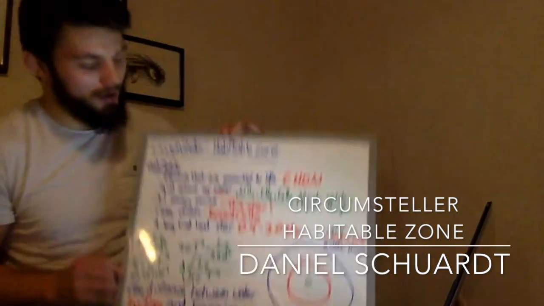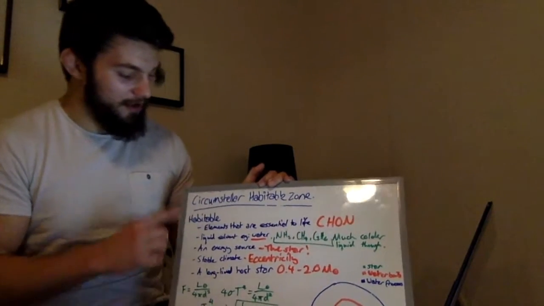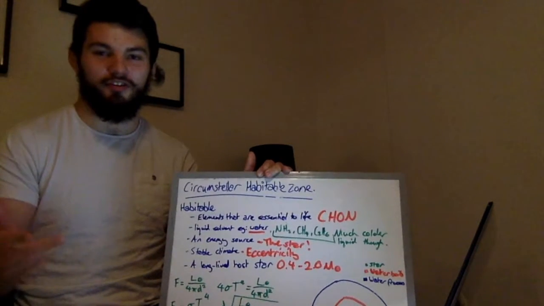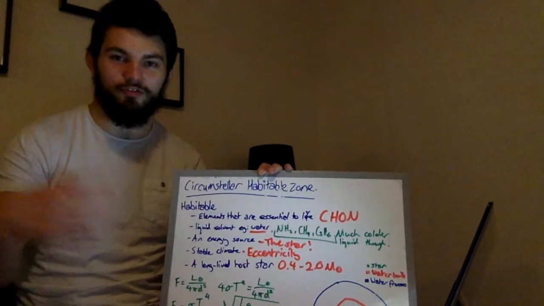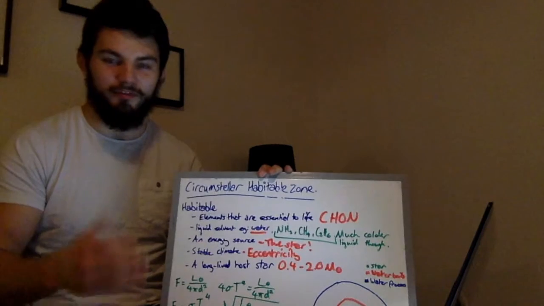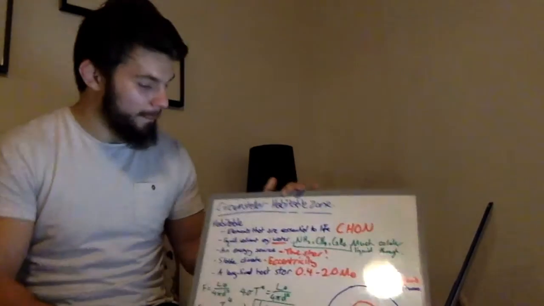Now, when we say habitable, we're referring to a few different features. Critically, elements that are essential to life. So that's carbon, hydrogen, oxygen, nitrogen. These are the building blocks of what's going to create life forms in all sorts of different avenues, like hydrocarbons and all that sort of jazz, which are essential to life.